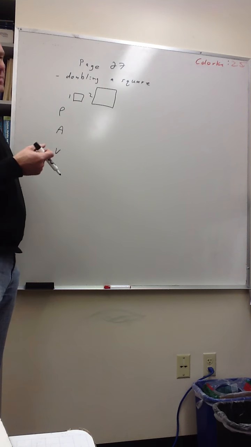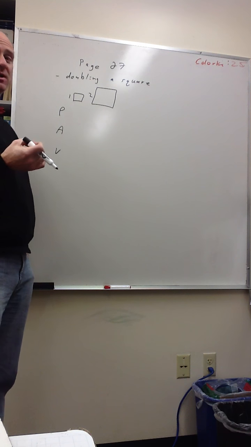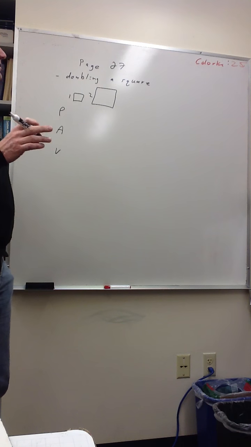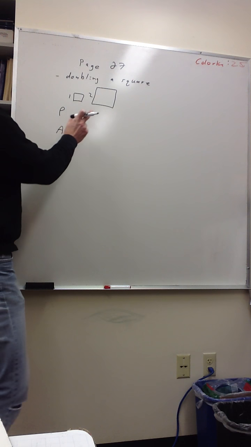A couple things to go over for page 27. The first is some of the interesting things that happen when you double a square. When you're looking at geometric properties of shapes, there's a big difference between the perimeter and the area and the volume. Let's take a look at these two squares here.